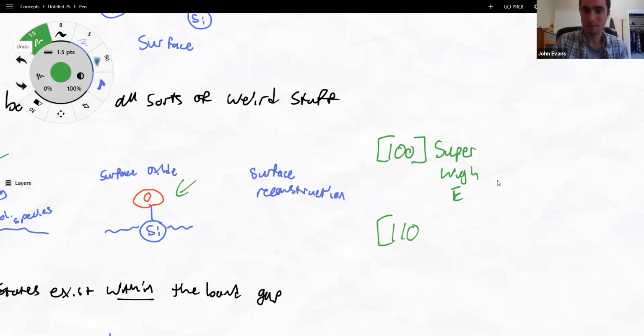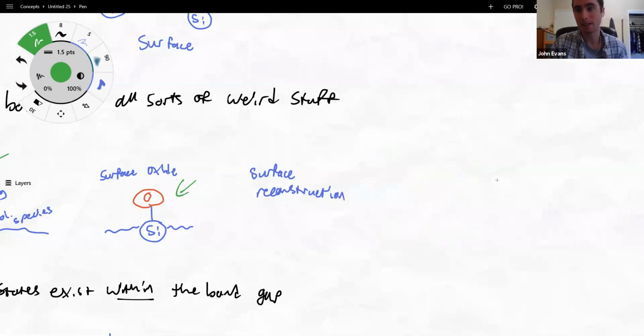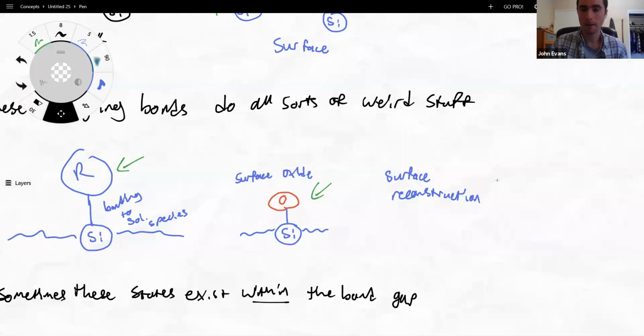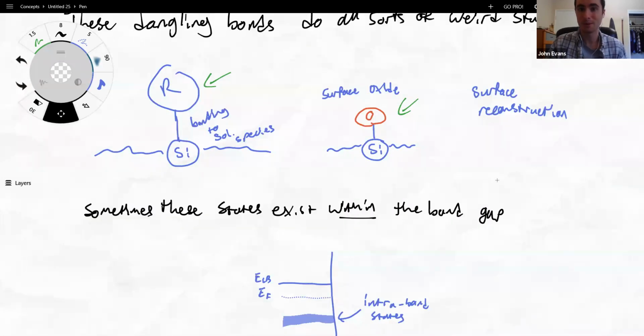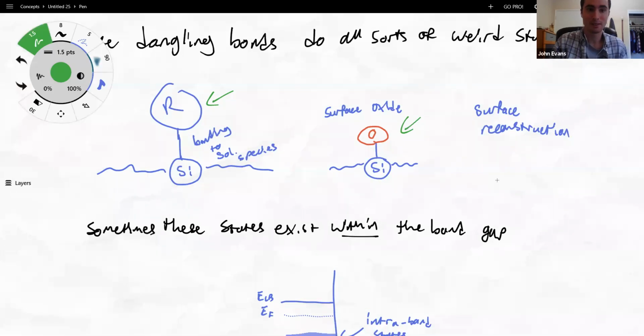So it can be pretty complicated. And sometimes just other weird things happen. You'll have surface dislocations, you'll have different types of defects. All sorts of things can happen here at the surface. And when you do that, you form different species. So for example, this silicon-R bond is not the same as a silicon-silicon bond. Neither is this silicon-oxygen bond.